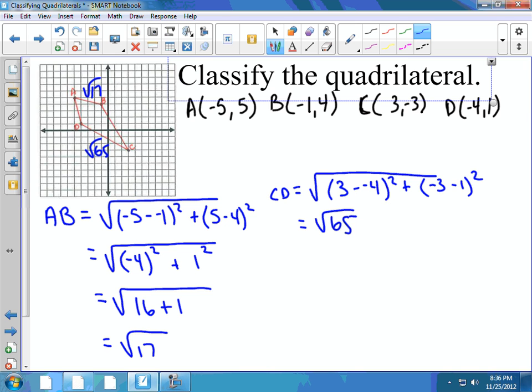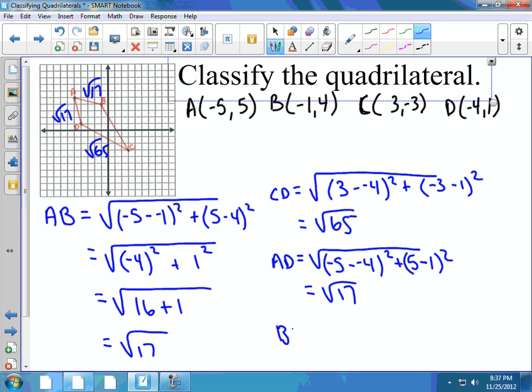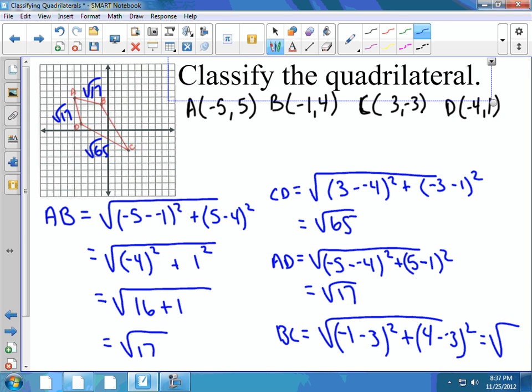Next thing is find out the other two sides. So A to D, using the distance formula, -5 subtract -4 squared plus 5 subtract 1 squared. Turns out we end up with the square root of 17. And the last side, BC, using that distance formula, -1 subtract 3 squared plus 4 subtract -3 squared. Turns out we end up with an answer of square root of 65.